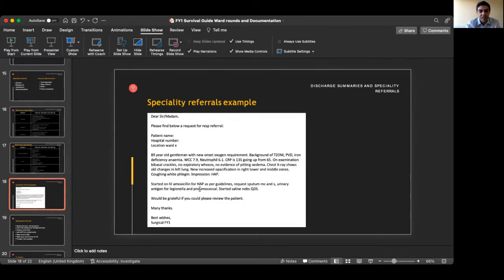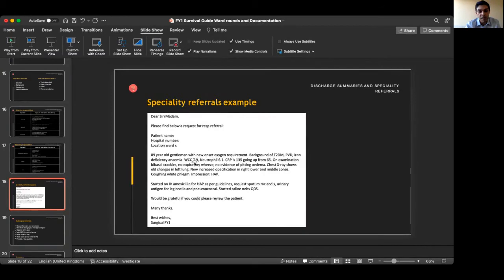Nihal is a respiratory consultant, and now I'm referring an 89-year-old lady. So as you guys can see from my email, I've included patient identifiable details, and I've said I would like a respiratory referral, please. So I'm referring an 89-year-old lady, and the reason I'm referring is for new onset oxygen requirement. I go on to list the relevant past medical history, so type 2 diabetes, peripheral vascular disease and iron deficiency anemia, and some blood tests and the trend in those.